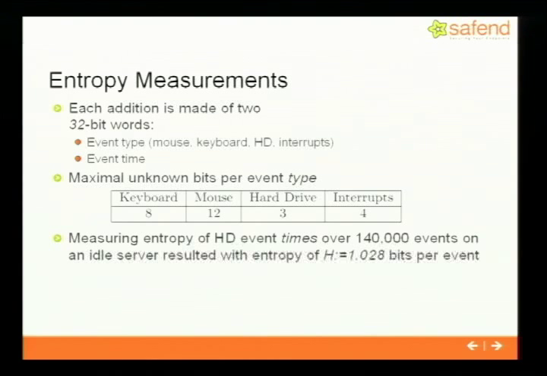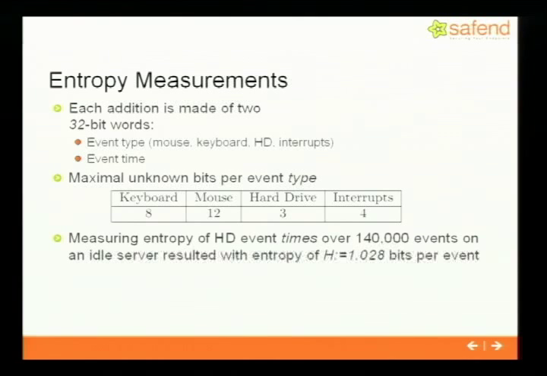The number is below 1.028, which is very, very low entropy per event. That's from an idle Linux server running just file server operations. We were able to see that the actual entropy is very, very low. And again, that's just the beginning. I do hope that we will be able to find some more results on the behavior of the entropy itself.